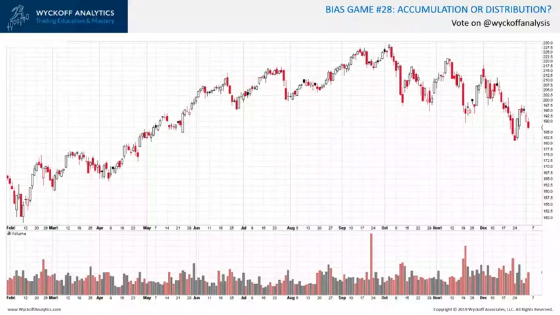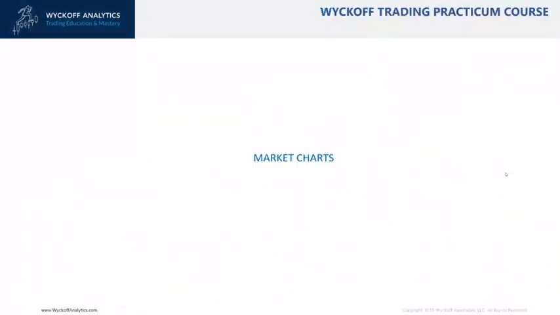For those of you who are answering, I would still urge you to do the analysis from left to right. Divide the chart into logical segments of what you're seeing, and then come up with the bias solution by the end of this chart. All right, great. Let's jump to the next segment.